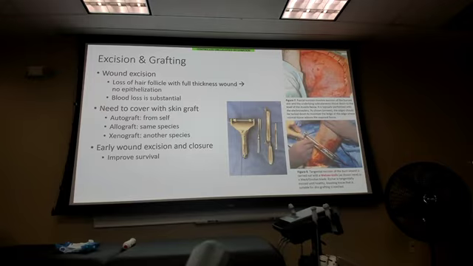Okay. Excision and grafting. So when we need to actually excise the wound, once we have that loss of hair follicles, we have that full thickness wound, you have no ability to epithelialize. The epithelial layer is already gone, it's already dead. So we need to get down to an area of active bleeding so that we can hopefully get healing, or to the point where we can at least get a skin graft on.